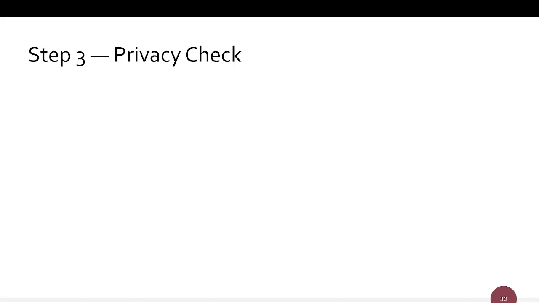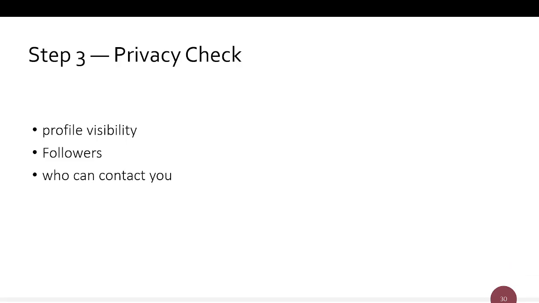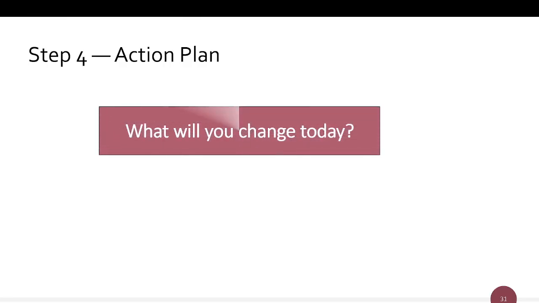Then step 3, a privacy check. With the privacy check, we're going to check your profile visibility. Who can see your profile? Your followers, who can contact you. All these will be your privacy check. Then we move to the action plan, what to do.